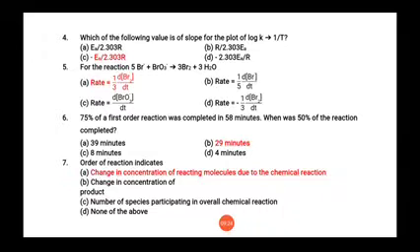Question number 6. 75% of a first order reaction was completed in 58 minutes. When was 50% of the reaction completed? So here students, 4 options are given: 39 minutes, 29 minutes, 8 minutes and 4 minutes.